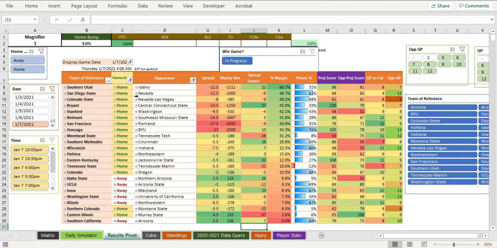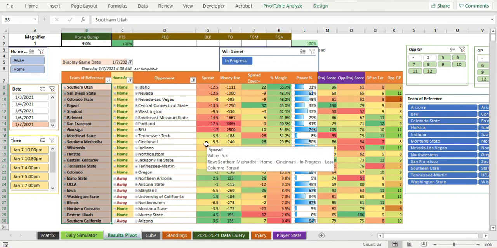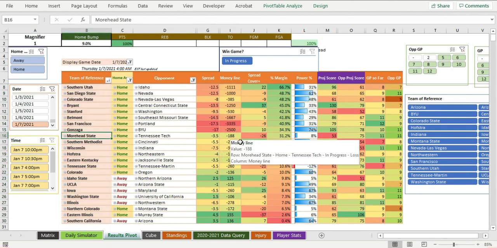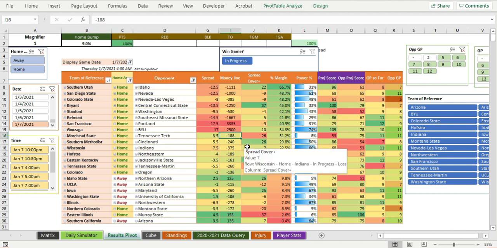So in that sense, there are now 23 games, ton of home up top. Is there anything of a reasonable line? Okay, Morehead State at Tennessee Tech is fairly reasonable.